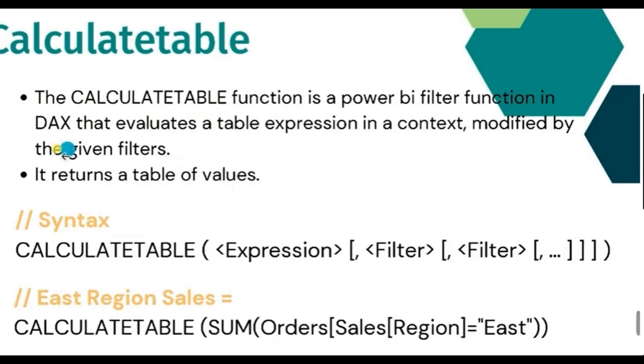The CALCULATETABLE DAX function is a Power BI filter function in DAX that evaluates a table expression in a context modified by the given filters. It returns a table of values, and the syntax for this is CALCULATETABLE, table expression, filter 1, filter 2, up to the nth number. So for each region's sales, we can write the sum of orders where the sales region is East.